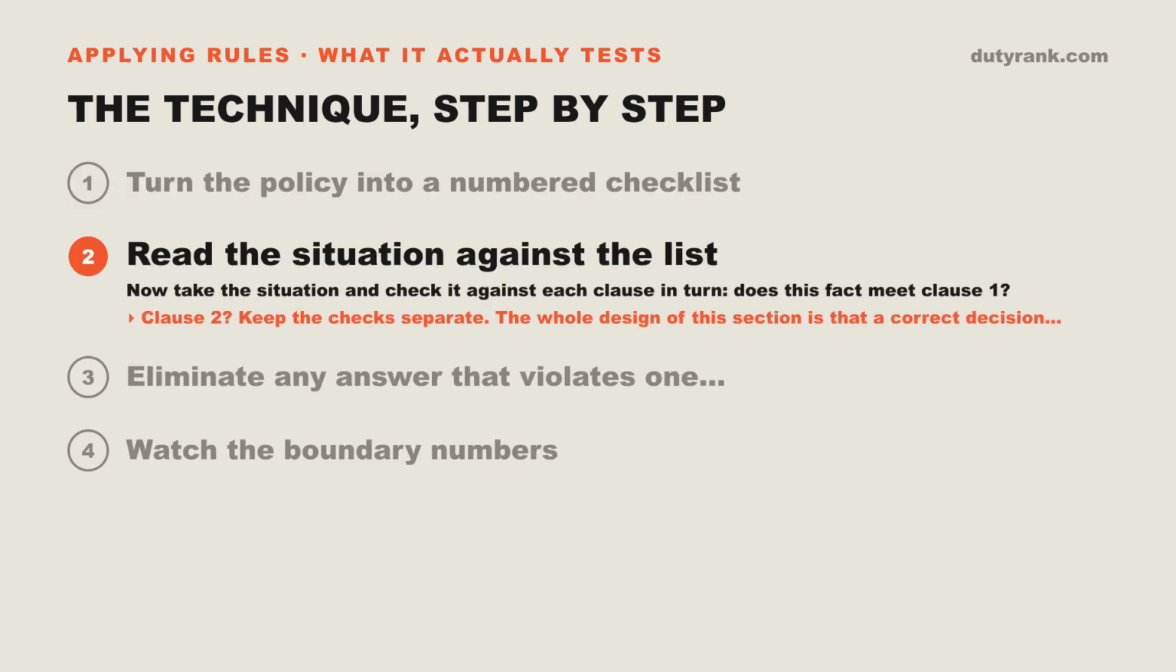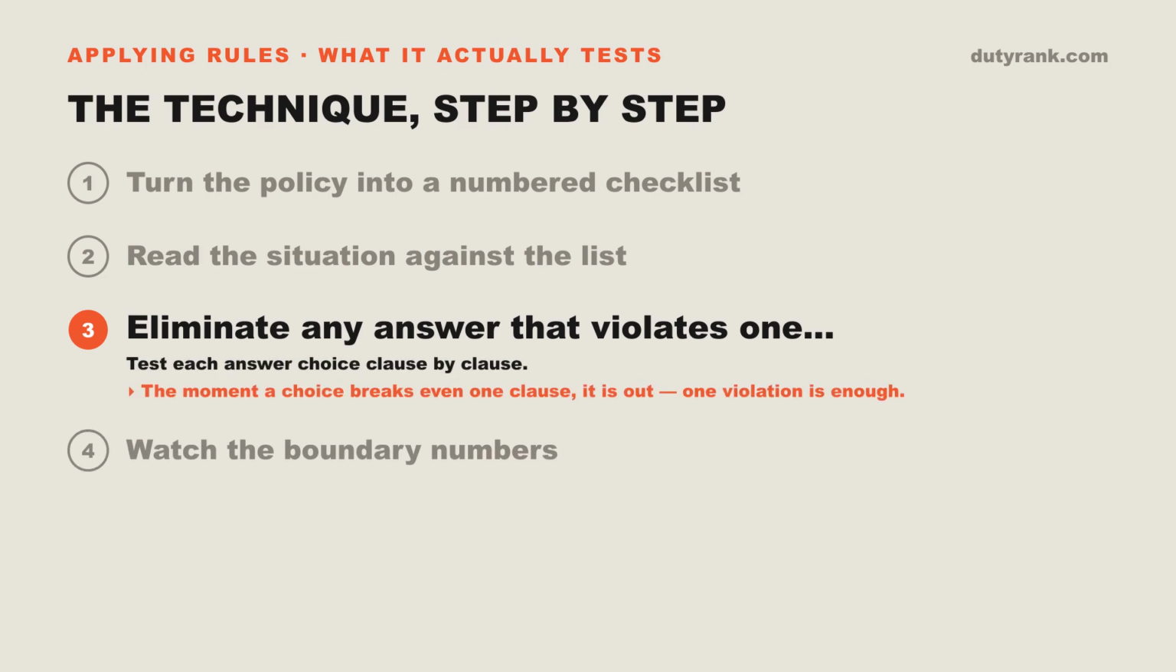Second, read the situation against the list, one clause at a time. Now take the situation and check it against each clause in turn. Does this fact meet clause 1? Clause 2? Keep the checks separate. The whole design of this section is that a correct decision often depends on combining 2 or more clauses, so you cannot stop at the first one that matches.